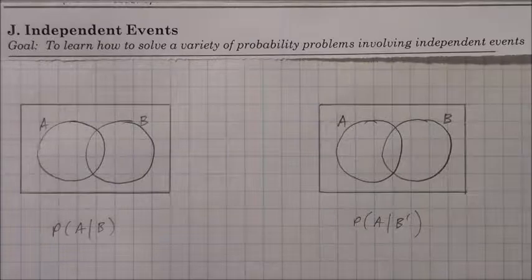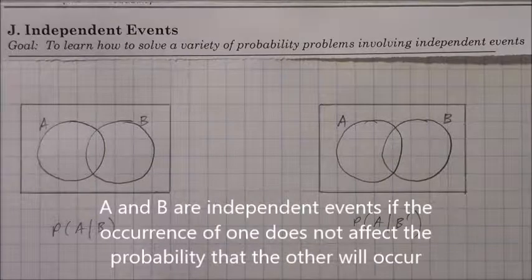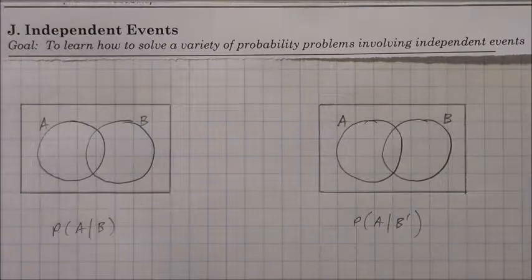First of all, independent events are two events where the occurrence of one of those events does not affect the probability that the other will occur. For example, if we are flipping a coin twice, the fact that the coin turns up tails the first time has no bearing on the probability that it has a 1 in 2 chance of turning up tails the second time.